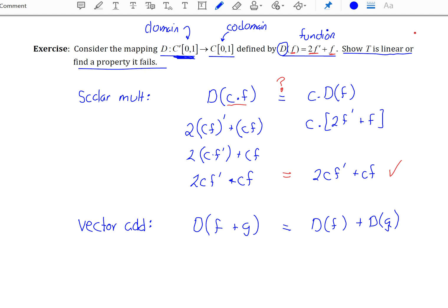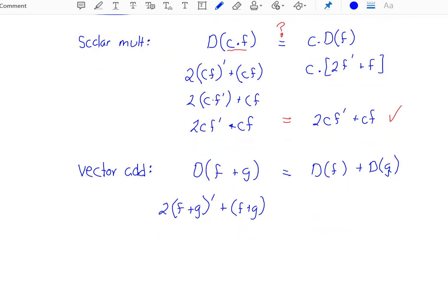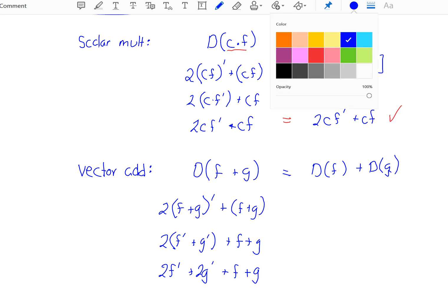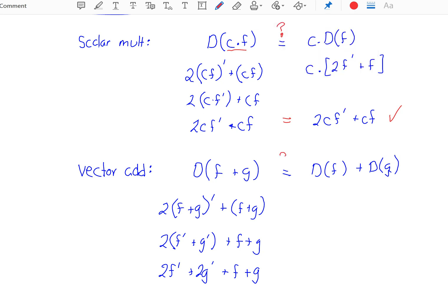Remember what D does. It takes 2 times the input's derivative plus the original input. So this will look like 2 times the derivative of (f plus g), plus f plus g. Of course, from what we know from calculus, the derivative of the sum of two functions is really just the sum of its derivatives. And if we want to, we could distribute this 2 and write this as 2f' plus 2g' plus f plus g. There's probably a variety of other ways I could rewrite this, but I'm going to stop there. And now what we would like to do is verify that this is equal to the right-hand side.